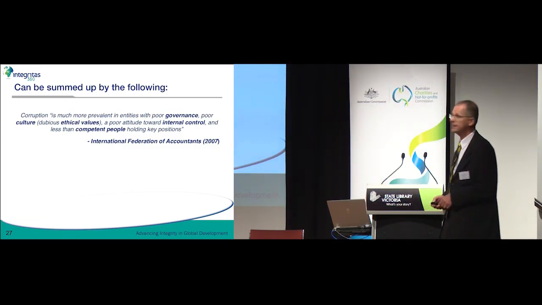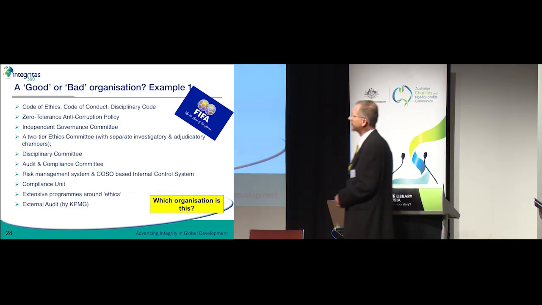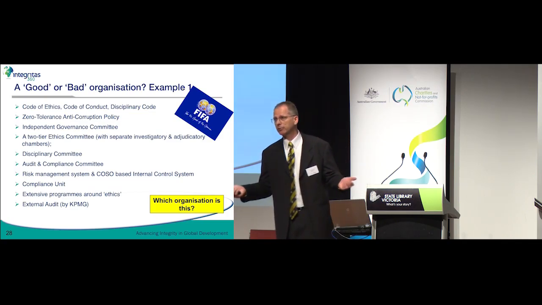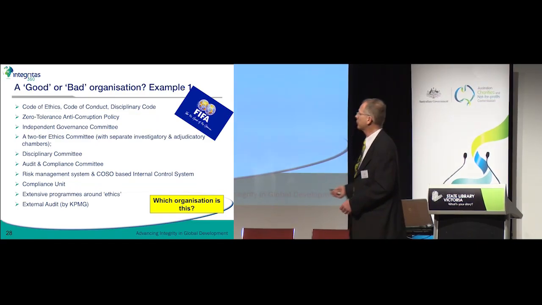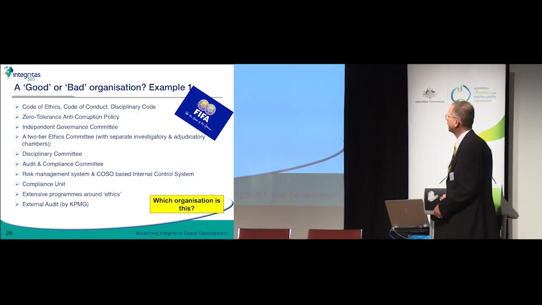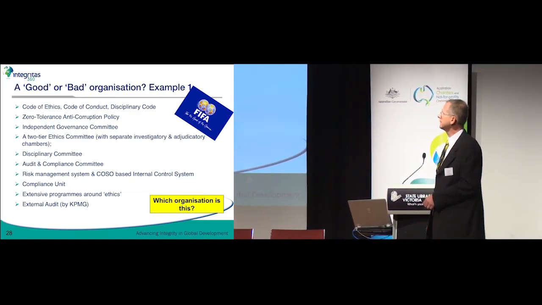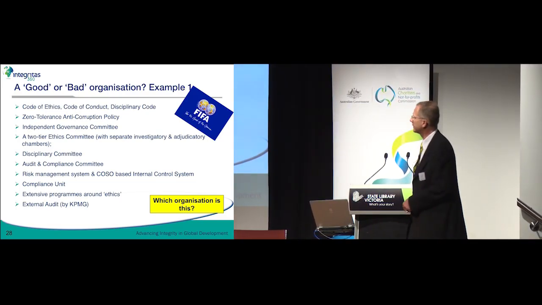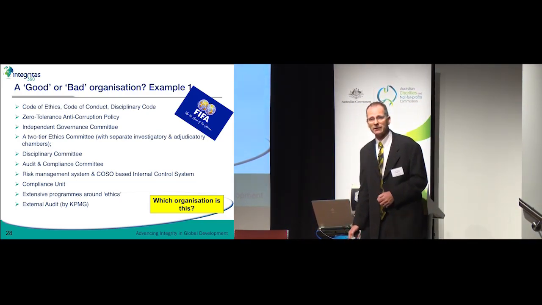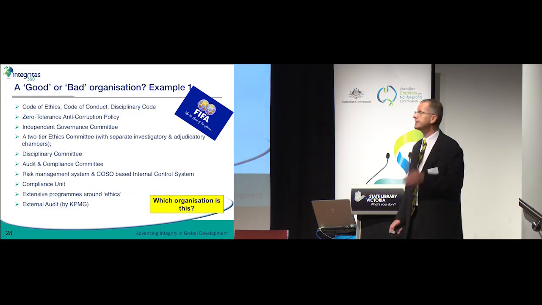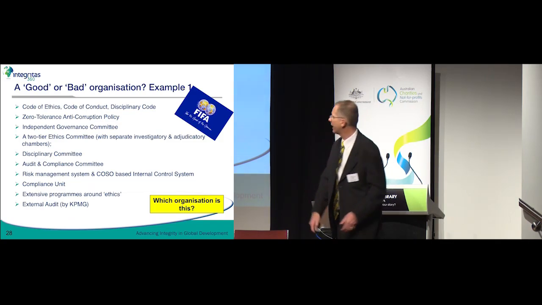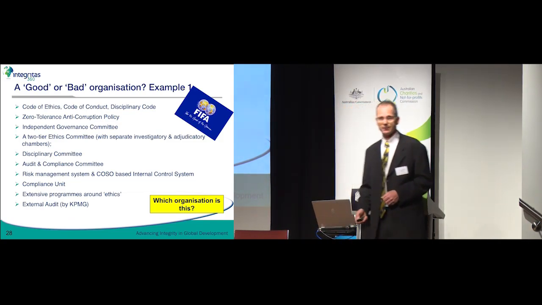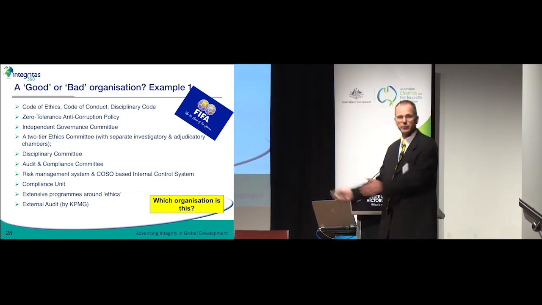And these are the areas that you need to actually deal with when you're looking at putting in place the appropriate controls. So a good or a bad organisation, and I have an example. If you were doing your appropriate due diligence, and this is what you came across. Organisation had a code of ethics, code of conduct, disciplinary code, zero tolerance anti-corruption policy, an independent governance committee from outside the organisation, a two-tier ethics committee, which is very rare, where they separate the investigatory arm from the adjudicatory chambers. So if you investigate it, it doesn't mean you determine what the outcome is.